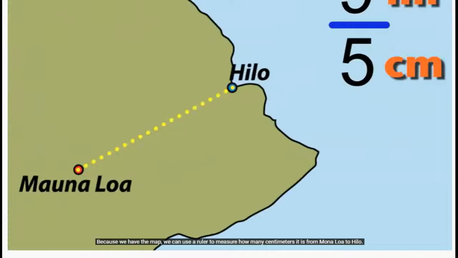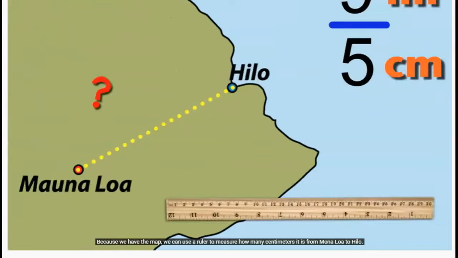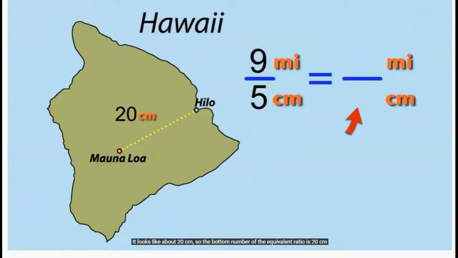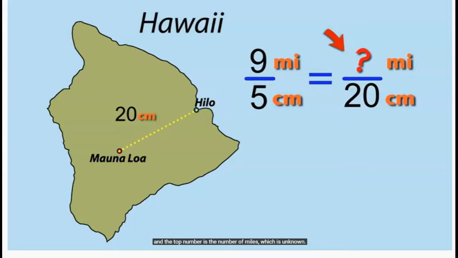Because we have the map, we can use a ruler to measure how many centimeters it is from Mauna Loa to Hilo. It looks like about 20 centimeters, so the bottom number of the equivalent ratio is 20 centimeters, and the top number is the number of miles, which is unknown. Again, we'll just use the letter n to stand for that missing number.